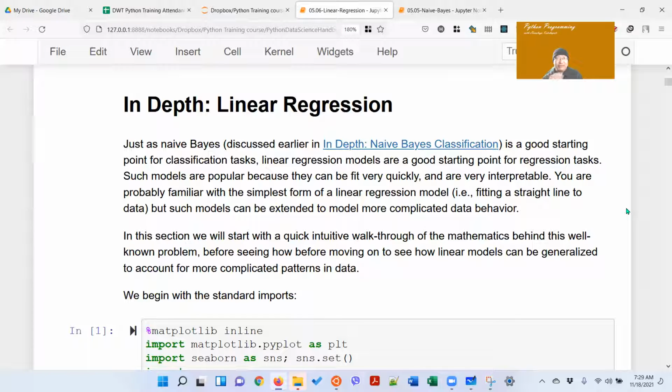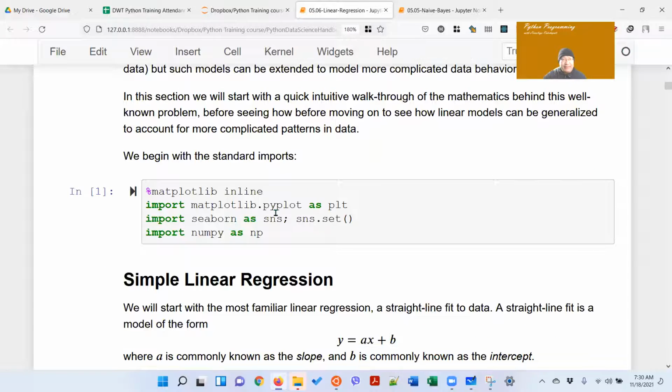But how about regression? Similarly, it's a simple algorithm, so linear regression. You can build a very good baseline with linear regression for regression tasks. These models are popular because they can fit very quickly and are very interpretable. So let's start here.